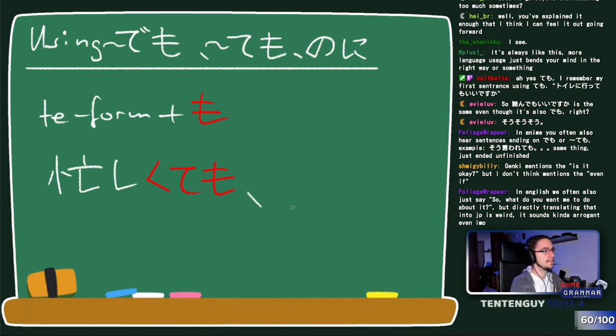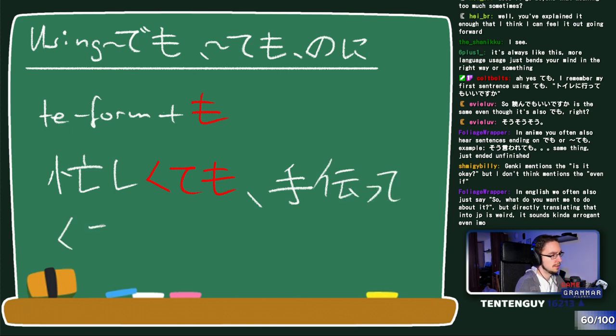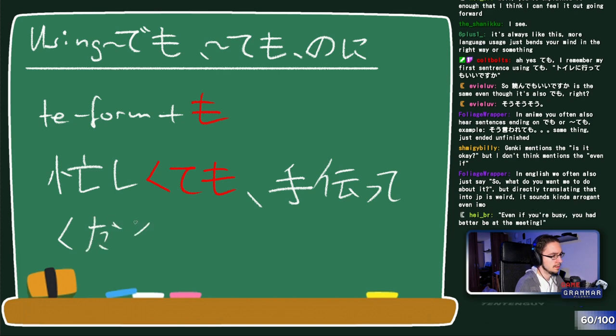So what could we do? 忙しくても. Even if you're busy, I don't know, 手伝ってください. Right? 手伝う, 手伝って. Sometimes I need to remind myself. 手伝ってください. Even if you're busy, please help me. Or, you better be at the meeting. Yeah, something like that. 忙しくても会議くらいはちゃんと参加してほしい. Even if you're busy, at least to the meeting, I would like you to participate. That would be one example there.